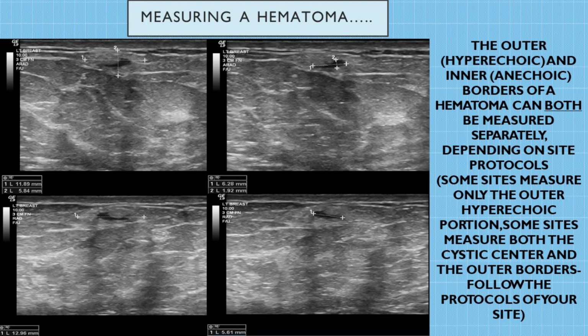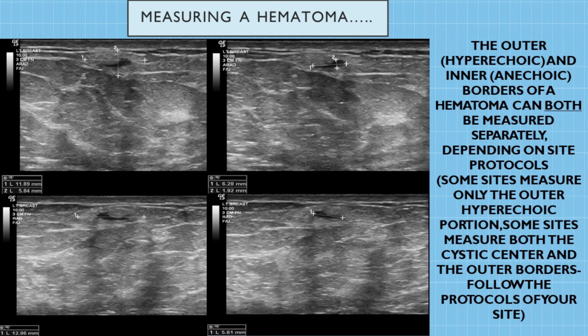Measuring hematomas. A hematoma is basically a pocket of blood in the breast as a result of trauma. And a hematoma's appearance depends on the age of the hematoma. The echogenicity changes over time. When a hematoma is fresh or acute, it's anechoic in appearance.